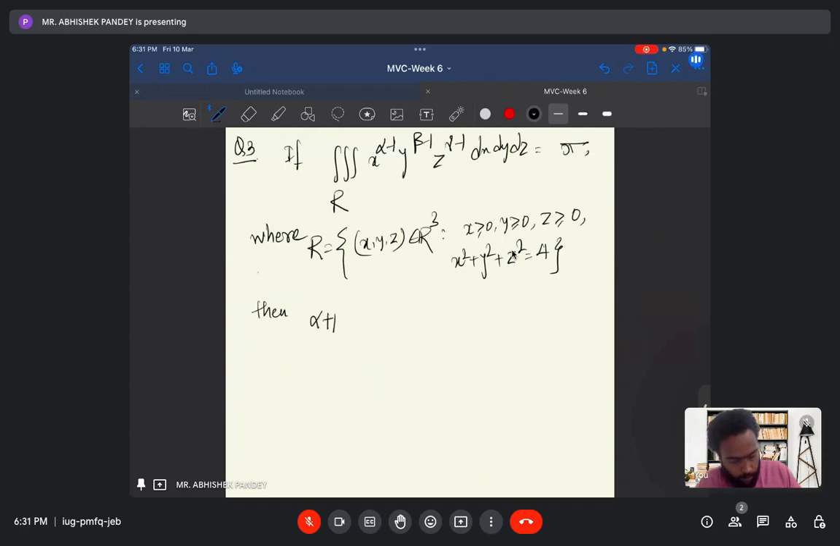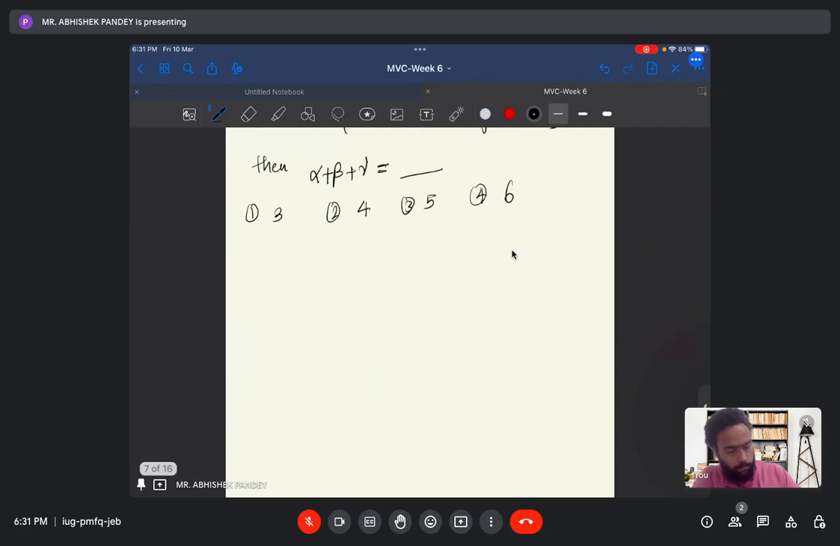We need to check what is the value of alpha plus beta plus gamma. The options are 3, 4, 5, and 6. So let us look at the solution.